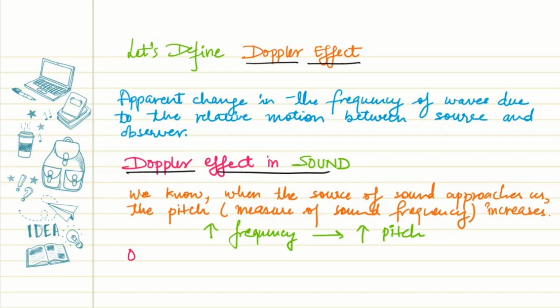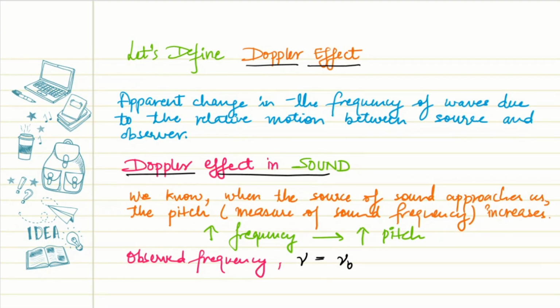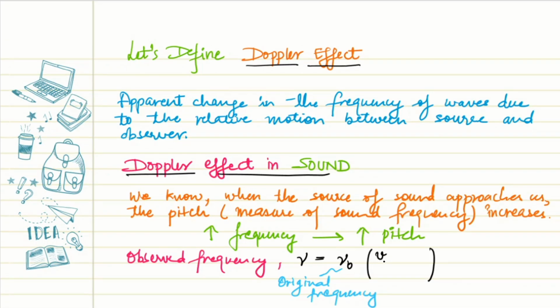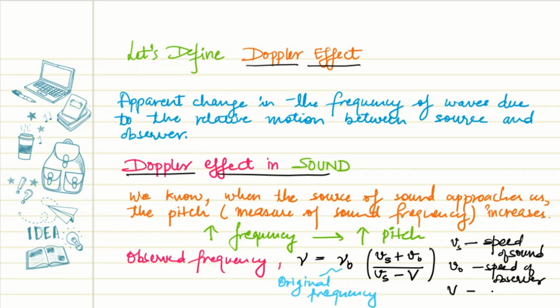So our observed frequency mu will be mu naught times, that is the original frequency, the original frequency of sound. We just have to multiply this original frequency with a fraction which is given by Vs plus V naught over Vs minus capital V, where Vs is the speed of sound, V naught is the speed of the observer, and capital V is the speed of the source. So this is a fraction.